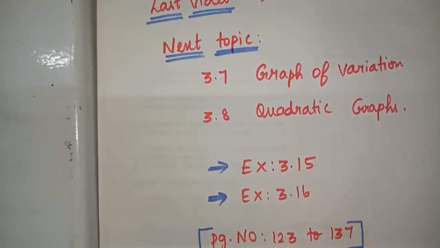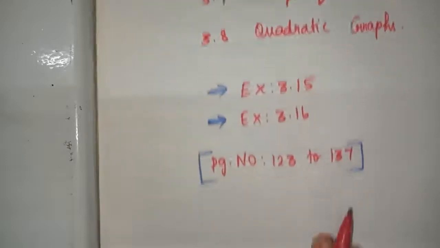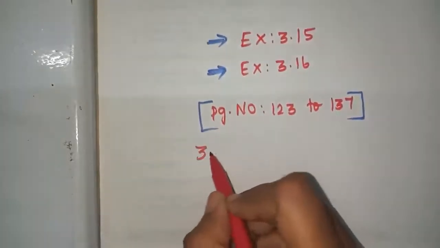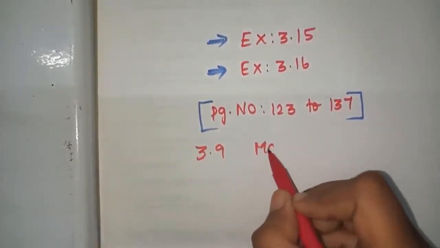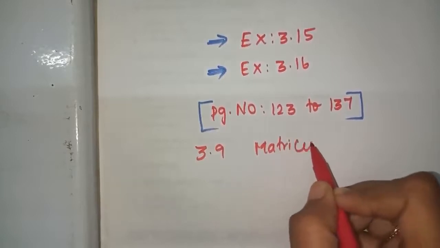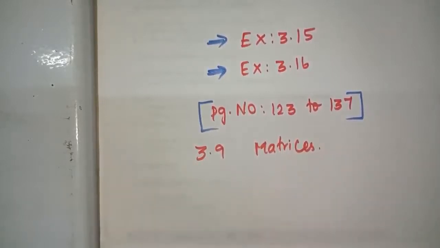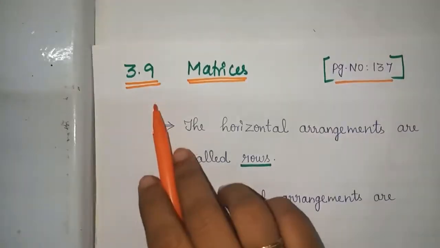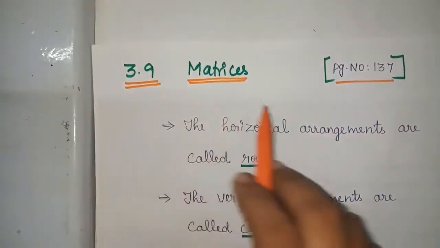Next we are going to see topic 3.9, matrices, one of the most important and very interesting topics in algebra. So let us see what a matrix is and the types of matrix in this video. Topic 3.9 matrices is on page number 137.